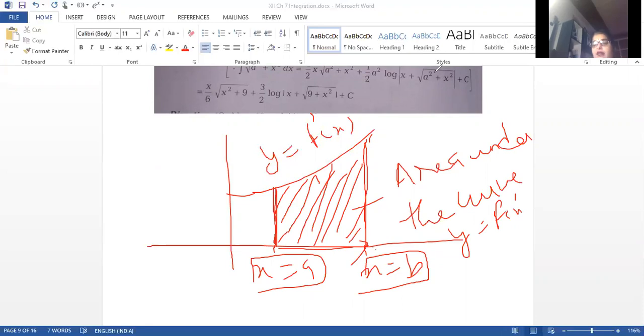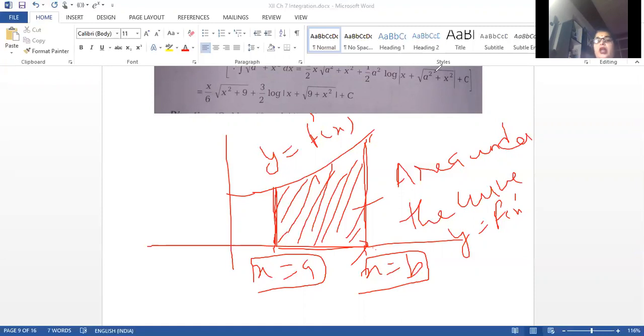Clear? Same way, if we are having y dy, then the limits will change from y is equal to a to y is equal to b. The graph will change, things will change. Only this much will be there. These all things we will learn in the next chapter, application of integration. Actually, in application of integration, you will find the area under the curves only in the next chapter. But you should know what is definite integral.